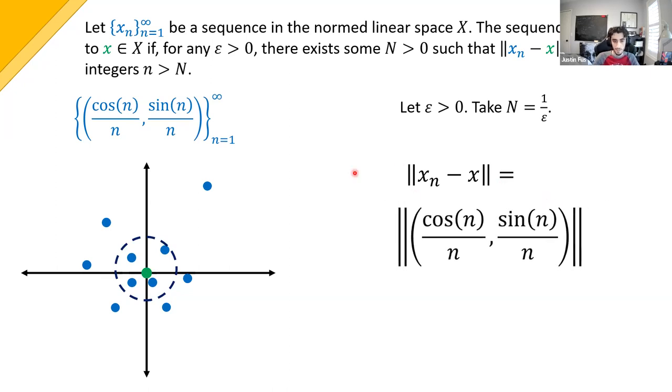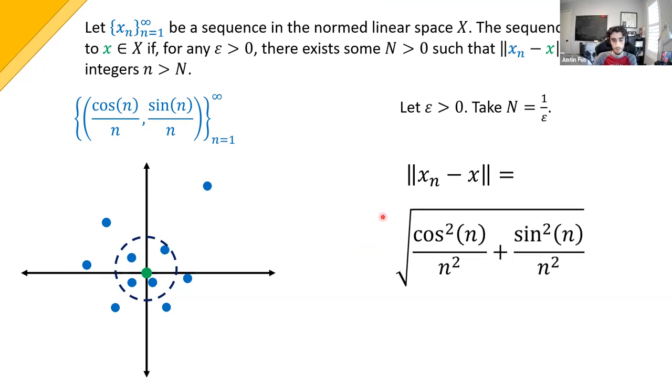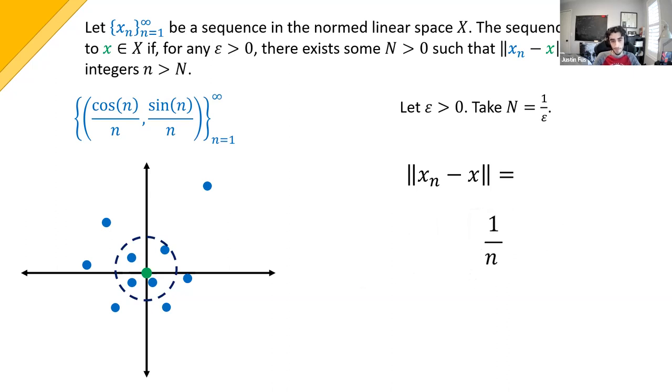Using some algebra and the definition of the Euclidean norm, we can obtain some nice simplification and we're left with 1 over n. So for the nth term in our sequence, the distance from green will always be 1 over n. Of course, that depends on which nth blue point we're at. Recall that if n is greater than this big N, as per the definition, whenever little n is bigger than big N, this 1 over n distance will be smaller than 1 over big N, because 1 over a bigger number is smaller than 1 over a smaller number.